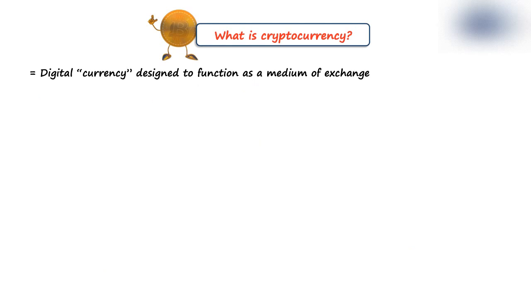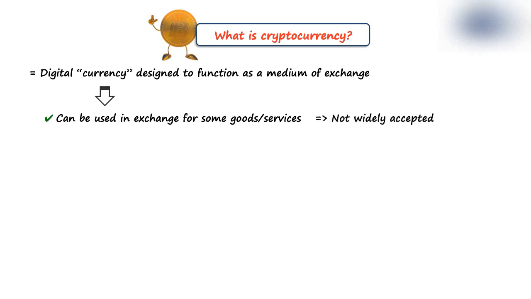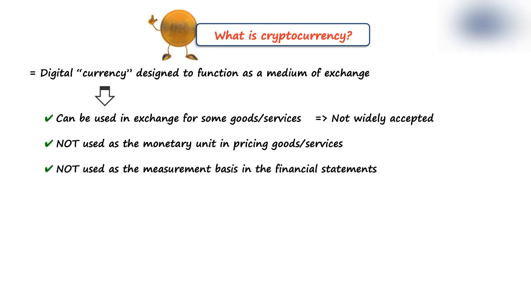For now, let's explain why cryptocurrency is not a currency. Yes, it sometimes can be used in exchange for some goods and services if the counterparty accepts it. But it is not so widely accepted as euros, dollars, rupees, pounds, yens, or other currencies. It is not used as a monetary unit in pricing goods or services because the pricing is usually done in normal currency and then pricing in cryptocurrency is derived from regular currencies. It is not used as a measurement basis in the financial statements, as usually you do them in your own currency. And all of this is against the definition of currency in IAS 32.